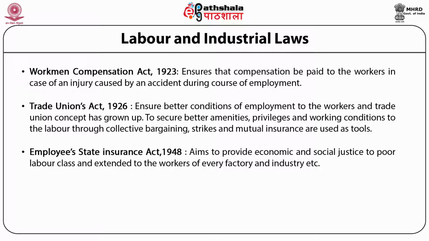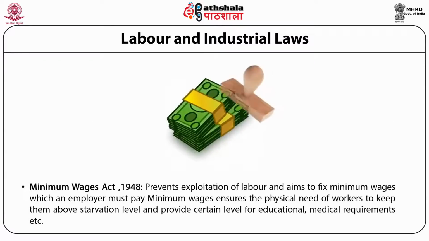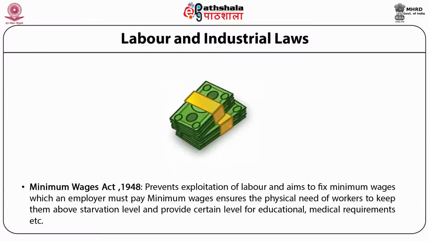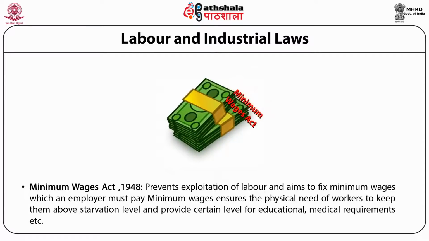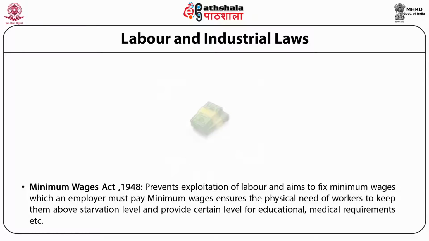Another one is the Employees State Insurance Act 1948, which is to ensure social security to workmen. It aims to provide economic and social justice to the poor labor class and extends to the workers of every factory and industry. The Minimum Wages Act 1948 prevents exploitation of labor and aims to fix minimum wages which an employee must get. It protects the ignorant, less privileged and less organized workers from the capitalist. Minimum wages ensure the physical needs of the workers to keep them above the starvation level and provide a certain level of educational, medical requirements, etc.